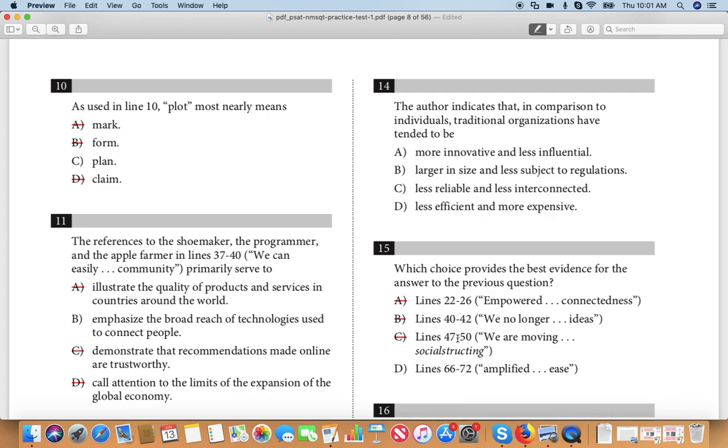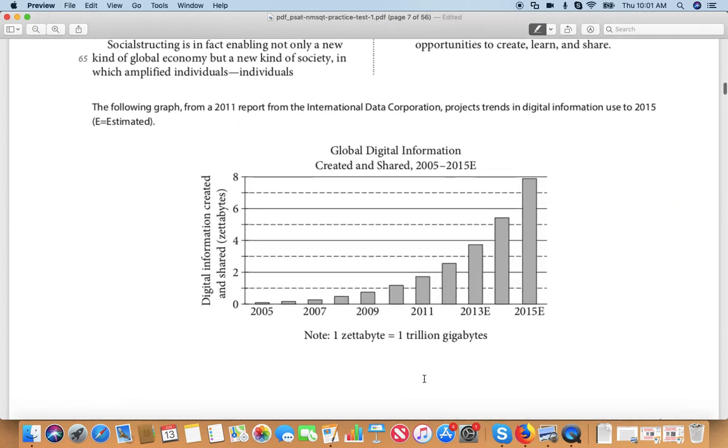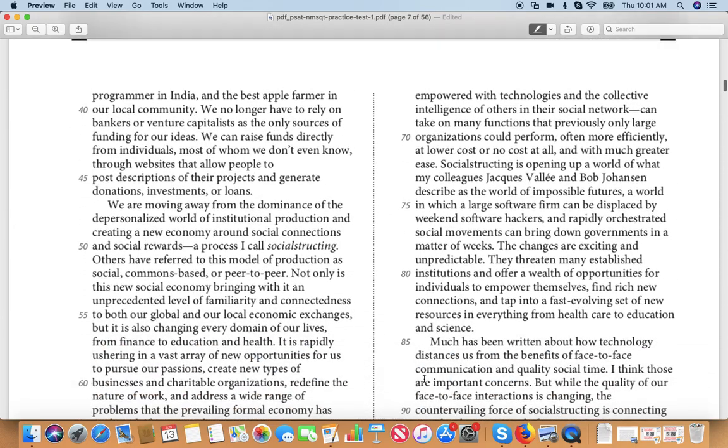More innovative and less influential. So in comparison to individuals, have traditional organizations been more innovative and less influential, according to those lines, 66 through 72? More innovative and less influential. What do you think?